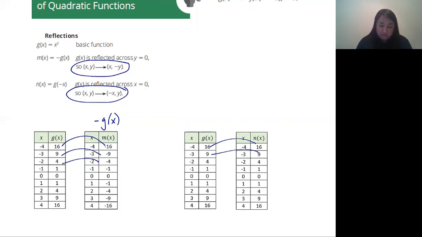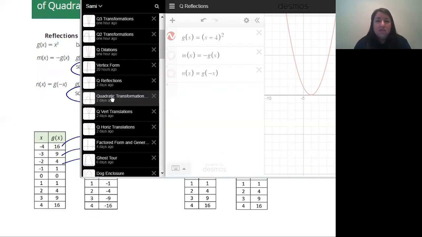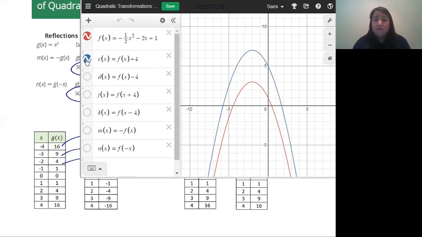Okay, so if we put this all together and we transform a function that is not the basic function, f of x or g of x equals x squared. Let's say we have this function in general form. It starts off by looking like this. When I now transform this function by adding 4, that should shift my graph up 4 units. So vertical translation up 4.